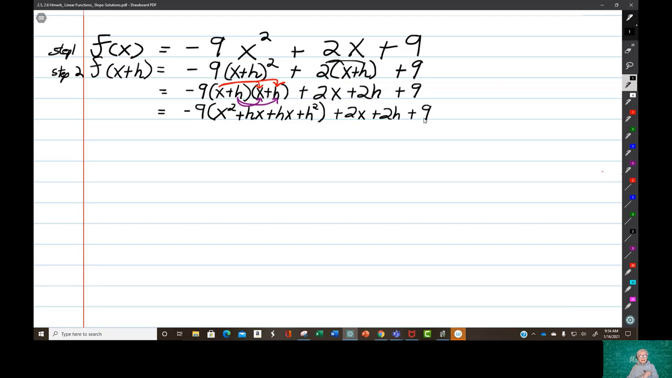And we're done with that step. Now there's a rule in math that's very helpful. And what it says is that inside the parentheses, if you have like terms, you need to combine them. I have like terms. hx plus hx. That means I have two hx terms. So I'm going to take an extra step and do this.